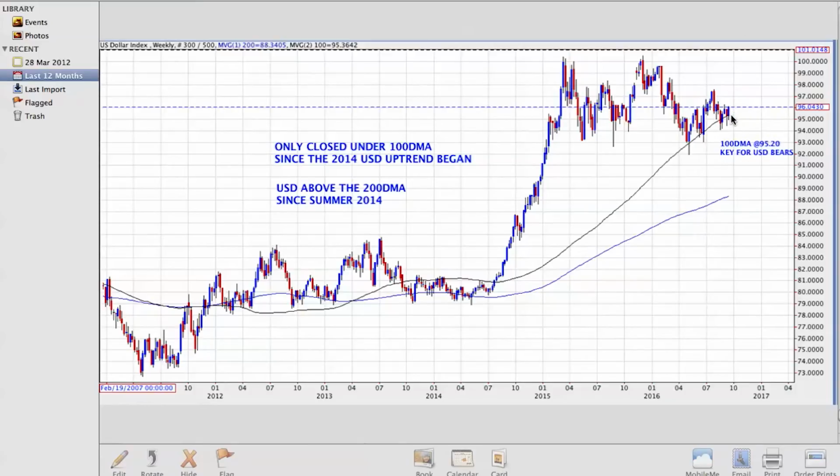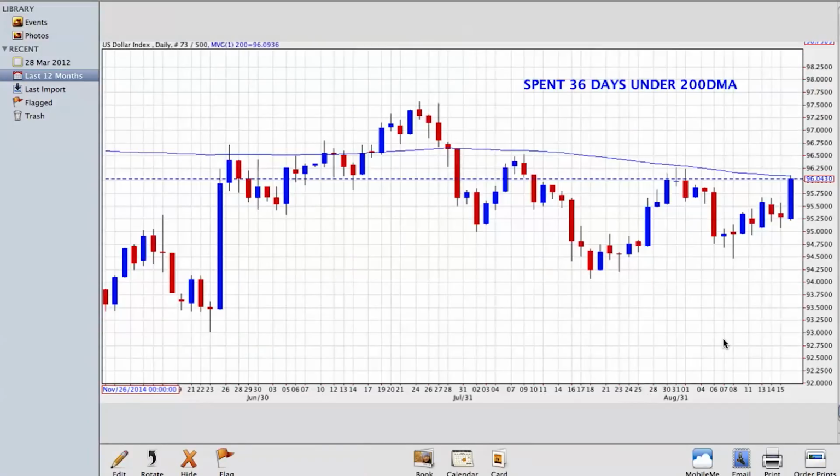If we can have two closes underneath there and see some losses, we could see some downside begin. But we also have to bear in mind that we're above the 200-day moving average since the summer of 2014. It's been such a strong uptrend that it's going to take a lot to bring this US dollar down. If we now move to the daily 200-day moving average, we're just starting to touch the top of that again, and I think we're sitting right around the most interesting point that the US dollar has been at for a while.